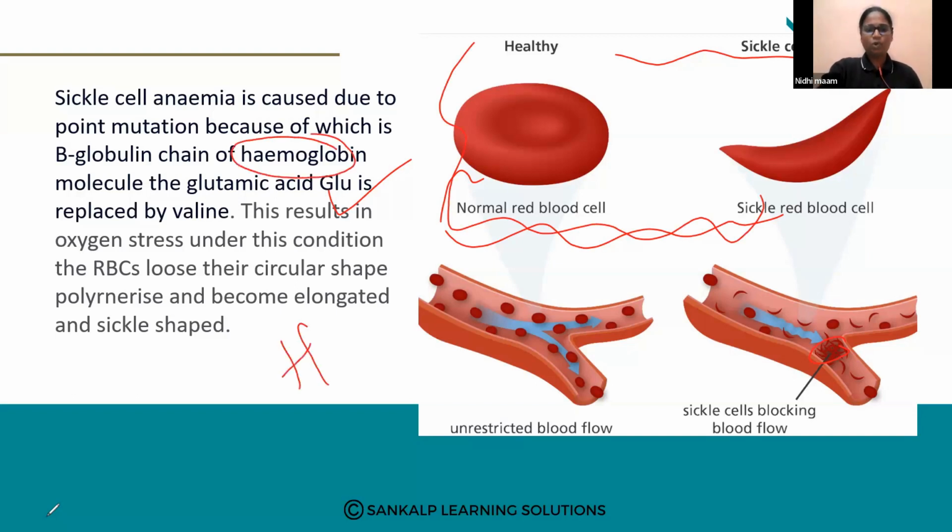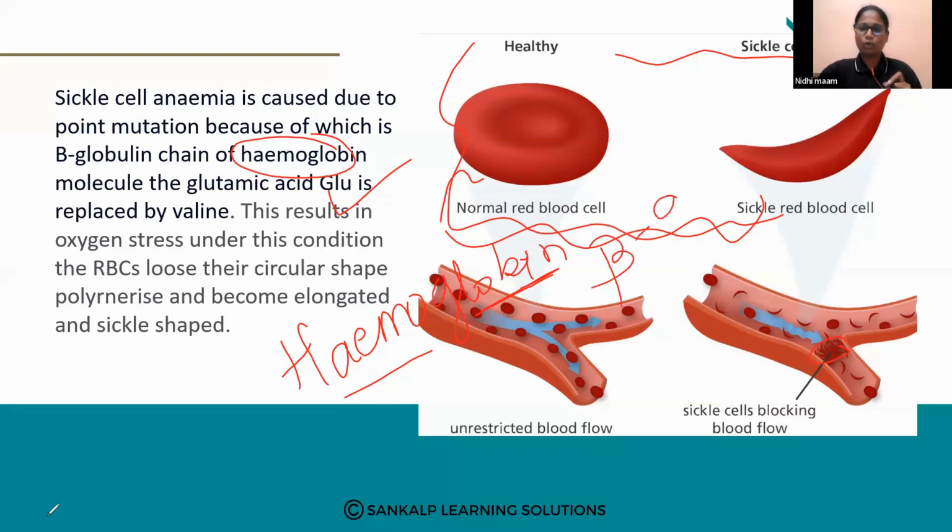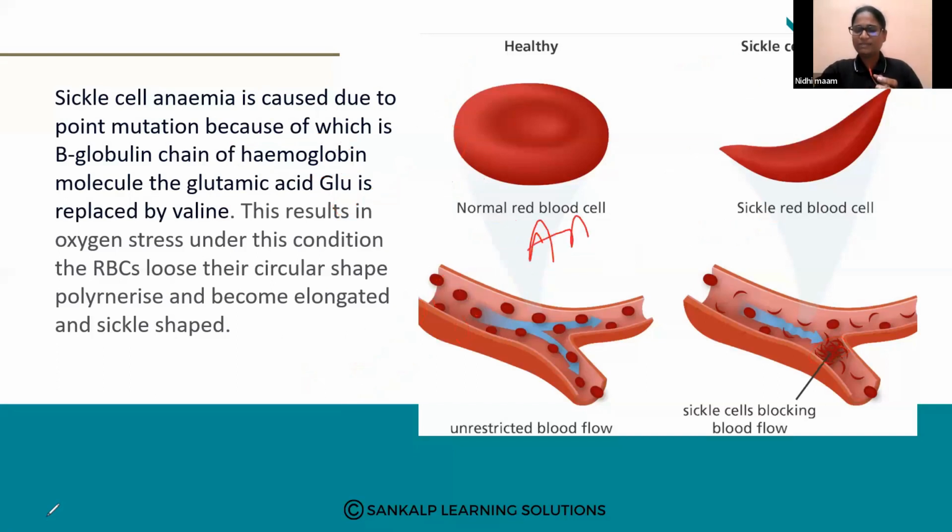Hemoglobin, heme is what, an iron group. Heme is an iron group. Globin is a protein, so globin protein will be having the chains, the beta globin chain. We know that proteins are made up of amino acids. Here, one of the amino acids is named glutamic acid.